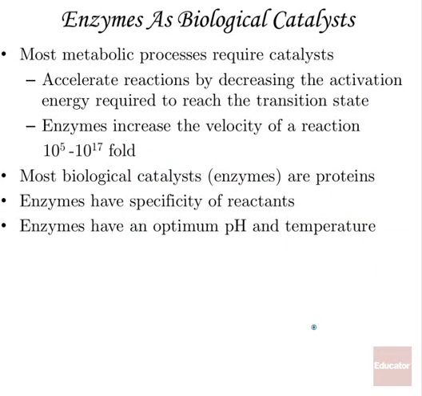And since we're talking about enzymes, and we've talked about it before in Unit 1, enzymes are biological catalysts. So most metabolic processes require catalysts, right? So they need some form of catalysis. Now, our enzymes, if we remember back from the first unit, accelerate reactions, and they do that by decreasing the activation energy. Now, that activation energy is the energy required to get over the energy barrier. So that's what allows you to get to the transition state.